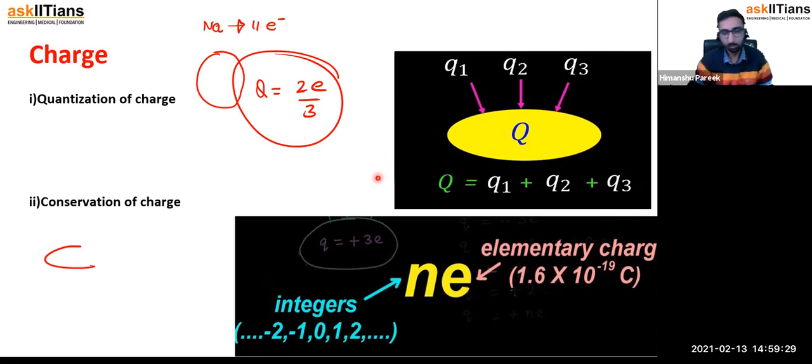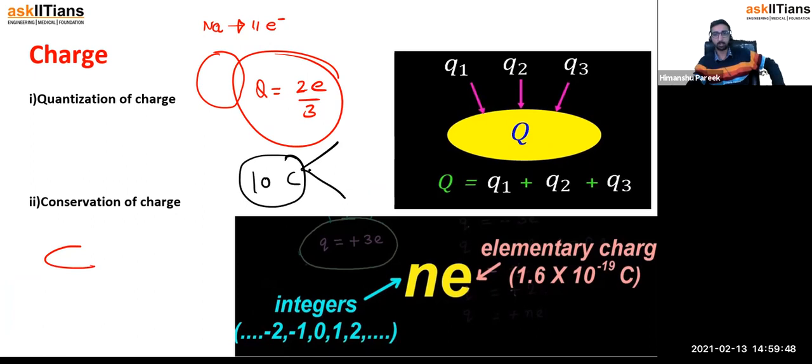All right. So basically, what does it mean? That charge is always conserved. It is not like if it has a total charge of 10 coulomb. By the way, unit of charge is coulomb. Okay. So if I'm saying that total charge of a body is 10 coulomb, now if you break it into three parts, then 2 coulomb, 4 coulomb, and this would be again 4 coulomb. It won't be like that. The total sum won't be coming out to be equal to 10 coulomb. Total charge must be conserved. It has to be conserved.